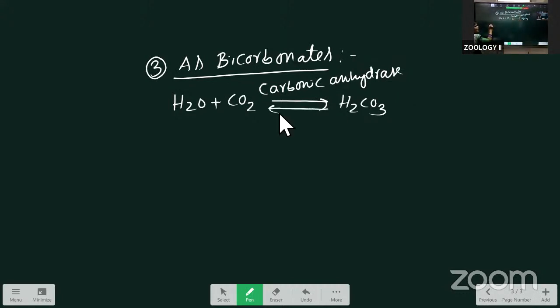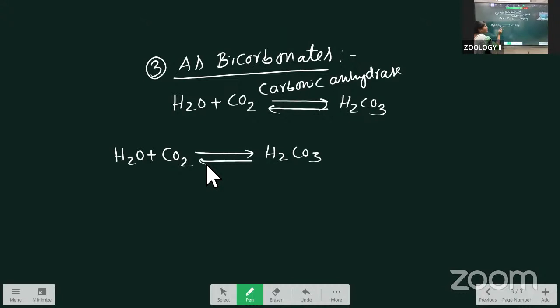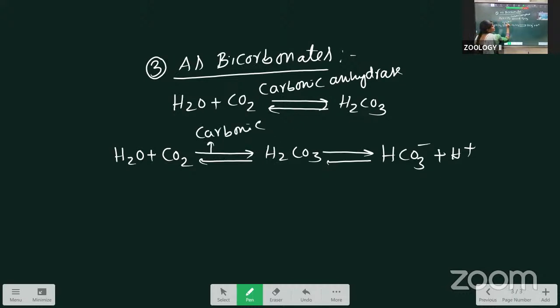I will write the detail here one more time. The space is not there, that's why H2O plus CO2 gives rise to H2CO3. It is a reversible reaction in the alveolar, in the lung tissue. The reversible reaction occurs in the lung, and again this is dissociated into HCO3 minus plus H plus ions. This is also reversible. It also occurs in the presence of carbonic anhydrase. The equations are very easy.